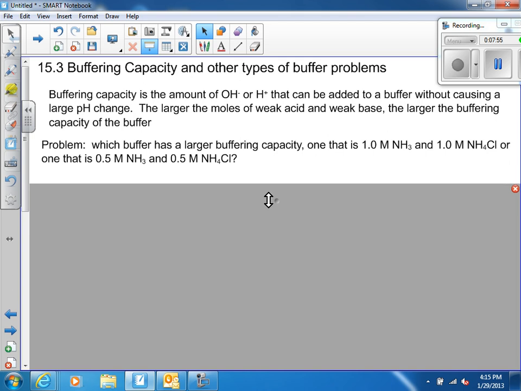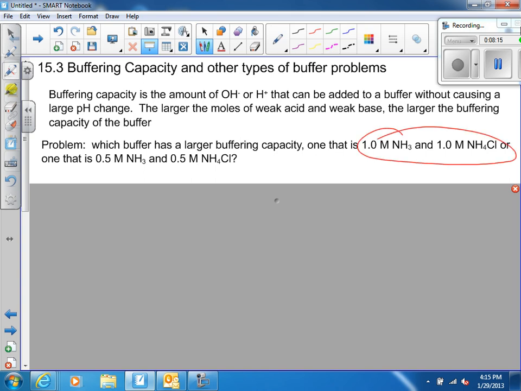All right, here's a problem. Which buffer has a larger buffering capacity? One that is 1 molar ammonia and 1 molar ammonium chloride, or one that is 0.5 molar ammonia and 0.5 molar ammonium chloride? This should be kind of obvious. It's the one with the higher concentration. That would be our answer right there.